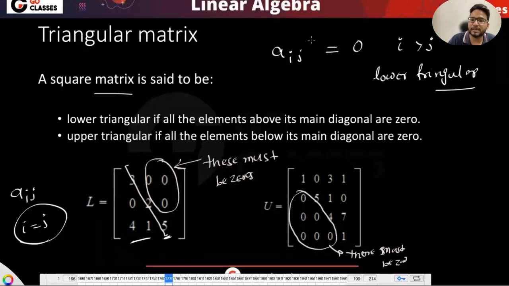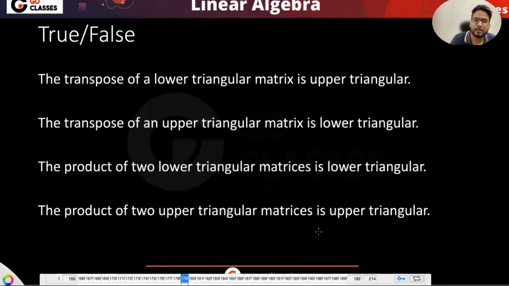So it just says that if i is greater than j, these elements are zeros. Otherwise, it just says that these elements are zeros. The transpose of a lower triangle matrix is upper triangular. Tell me if this is true. I think this is true.